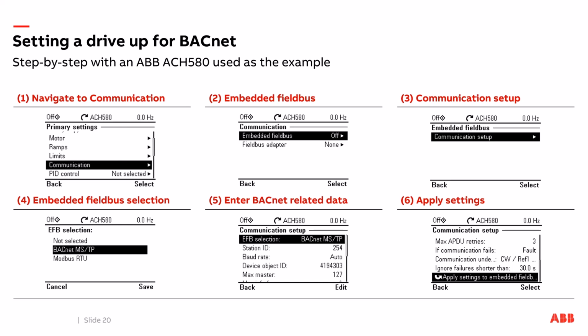And then you can go ahead and set that station ID, that's your MAC ID, which is one number that has to be unique on that wire. And the device object instance ID, which has to be unique on the network. You set your 2 names, and then you scroll down on step 6 where you apply the settings, hit select there, and boom, you just configured an ABB drive to be able to talk BACnet. And now it's up to the controller to decide what pieces of information it wants to pull from the drive. So it is not difficult at all to set up BACnet in these products.